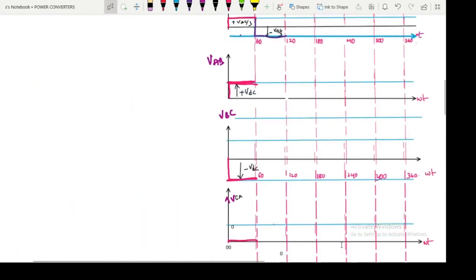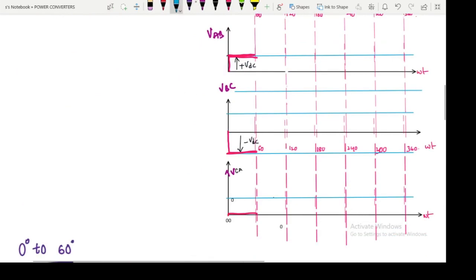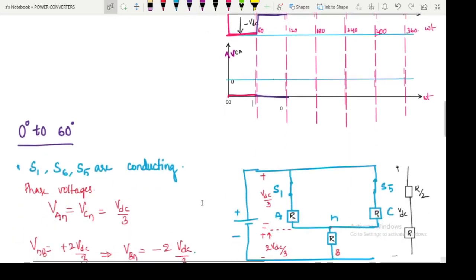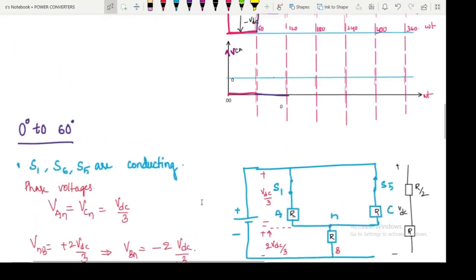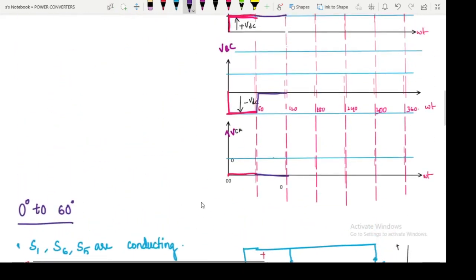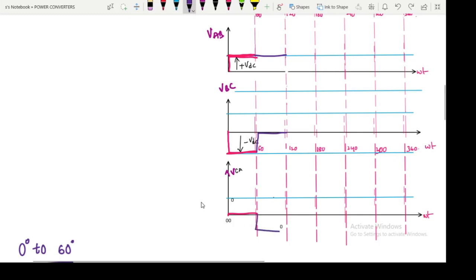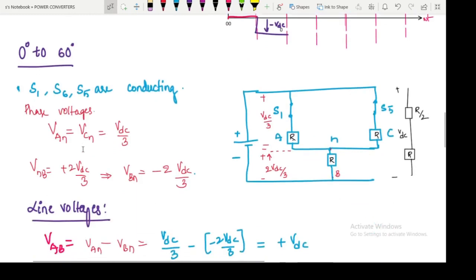Let us draw it. VAB is plus VDC, so it is continued, and VBC is 0, so it is changed to 0. VCA is minus VDC. Okay, so that was the same here. Earlier VCA was 0, right? So it is now minus VDC. This is minus VDC. This is plus VDC. This is 0 here, and this is minus VDC, for 60 to 120 degrees.